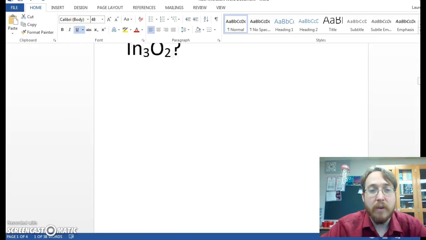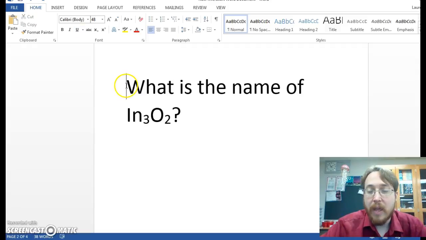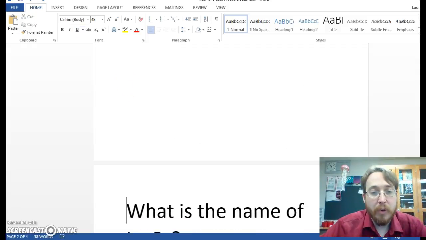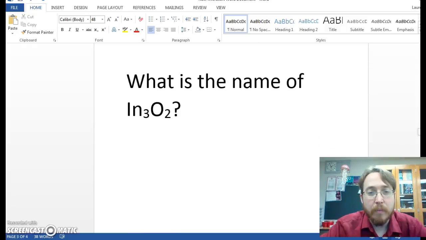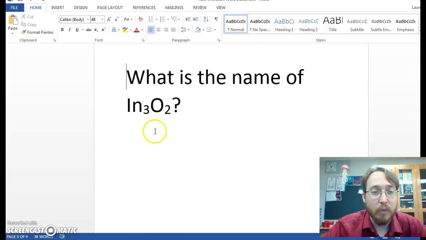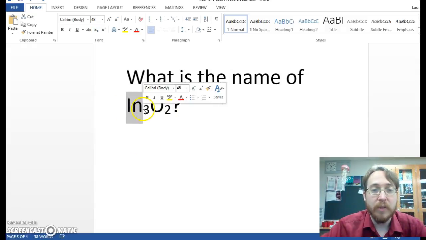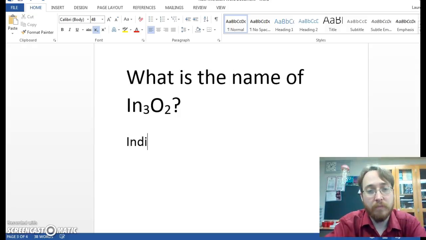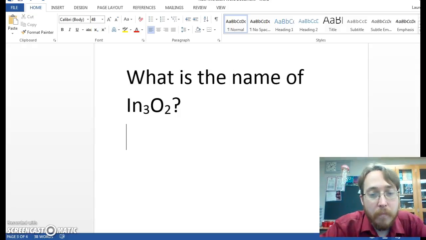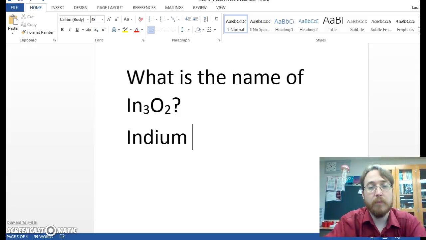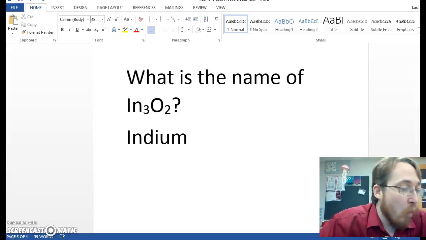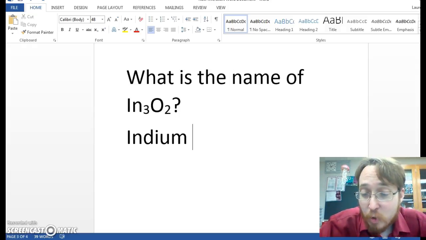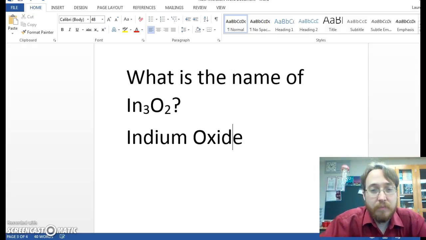Let's go the other way. What is the name of In3O2? That's what we should ask. What is the name of this compound if this is its formula? Well, we look up the symbol. In, what's that name? It's indium. What's the O? It's oxygen, but it's an anion, so it becomes oxide.